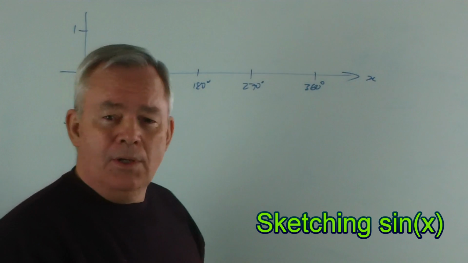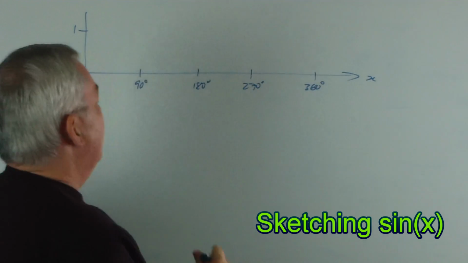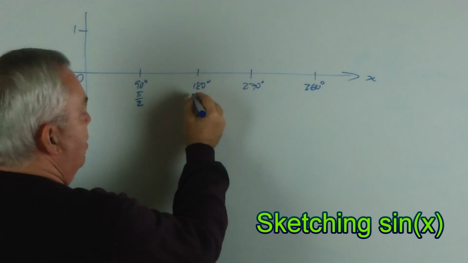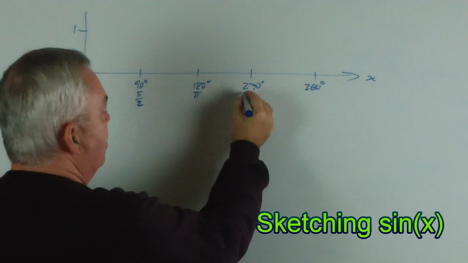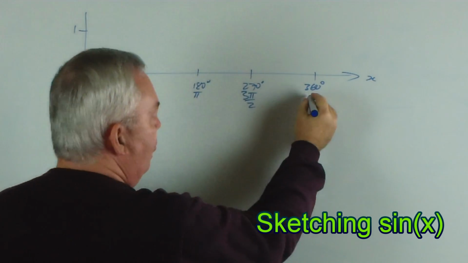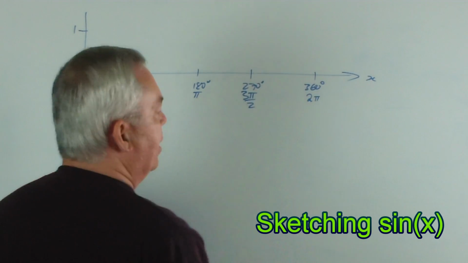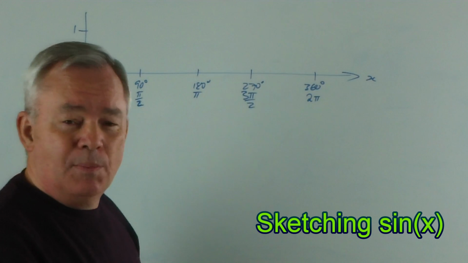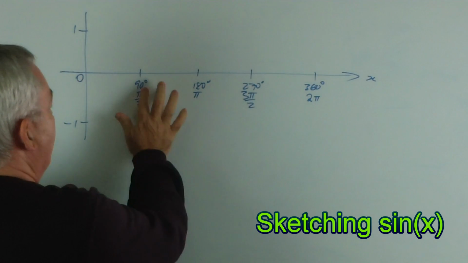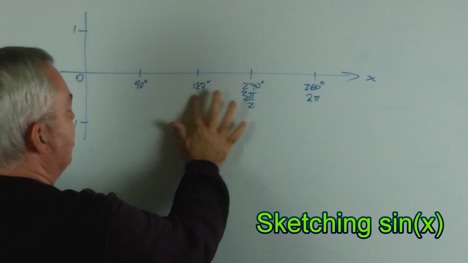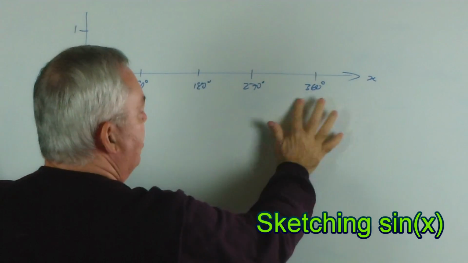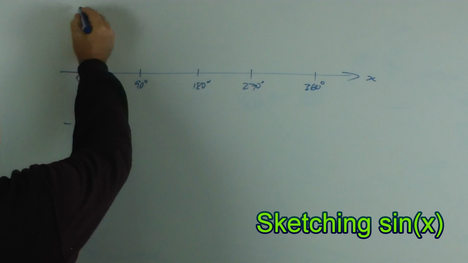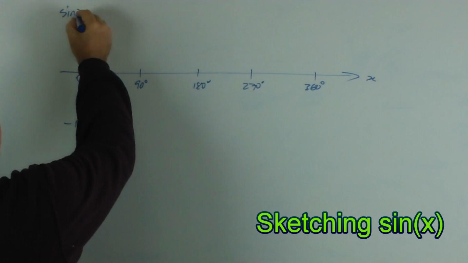If, by the way, you're learning radians, simply label these pi on 2, 2 pi on 2, which is just pi, 3 pi on 2, and 4 pi on 2, which happens to be 2 pi. Either of these, I wouldn't do them both at the same time. I'm going to leave it with degrees because I suspect that most students out there will be more familiar with them. Now for the sine curve, the vertical axis will be sine x.